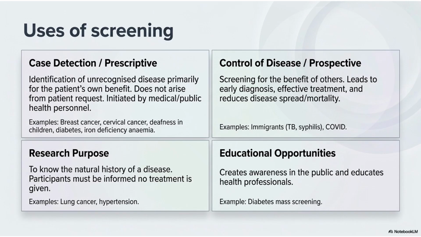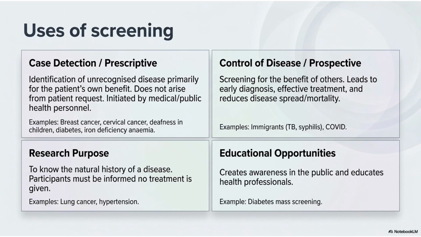So how this will be useful: it not only benefits the person who had COVID, but if that person comes to India, many people could get infected because of that person, so we prevented that also. So this prospective screening is for the benefit of others also, and it leads to early diagnosis, effective treatment, and reduction in disease spread. Because of that person we are preventing the spread to others, and it will also decrease mortality burden. For example, screening of immigrants for TB, syphilis, COVID.